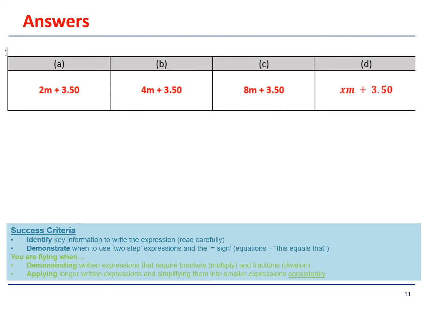There they are. Grab your green pens, make them ticks. I'm sure there's lots of them. Let's just check in success criteria. Identify key information to write expressions.